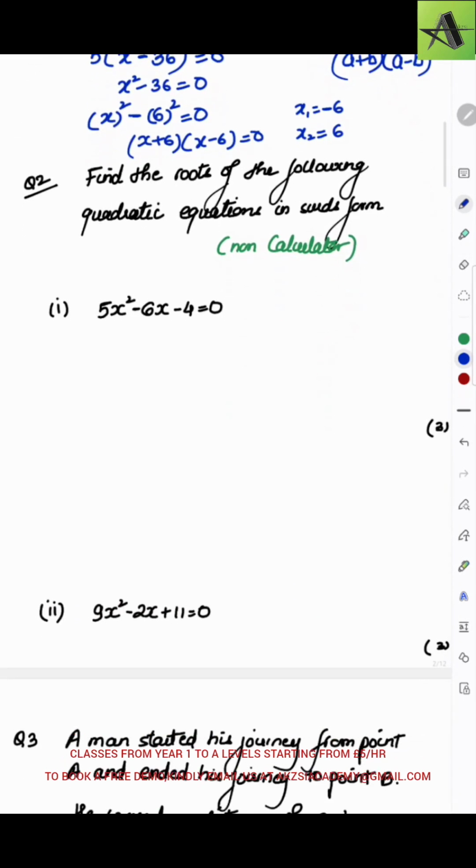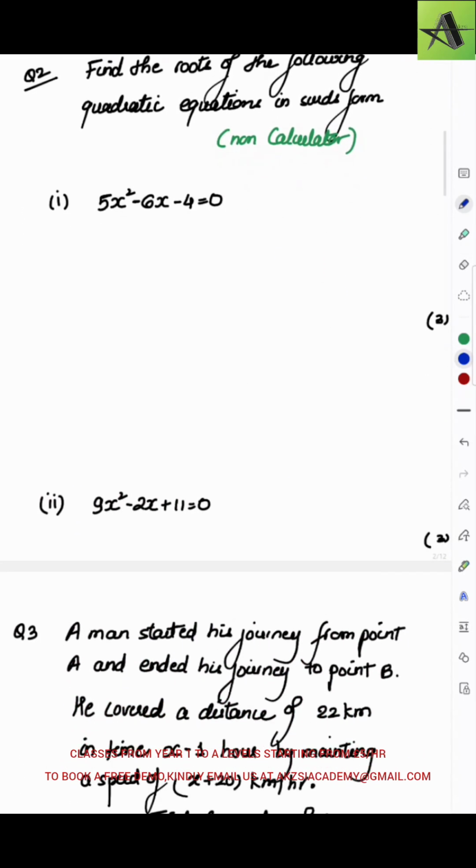Moving on to question number 2. Well, in the factorization, that's all required. So you can see, in these 4 questions, we are done with all the types of factorization questions. Now in question number 2, find the roots of the following quadratic equations in surd form.